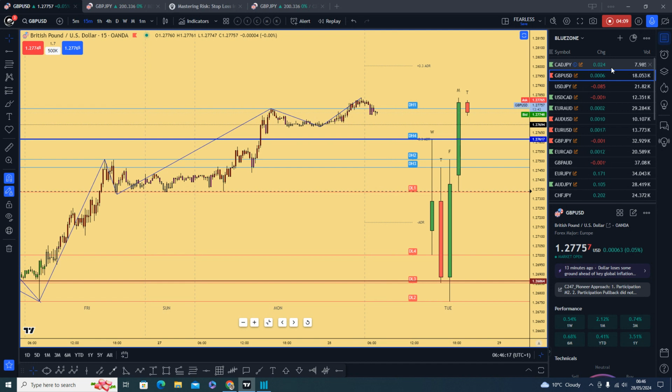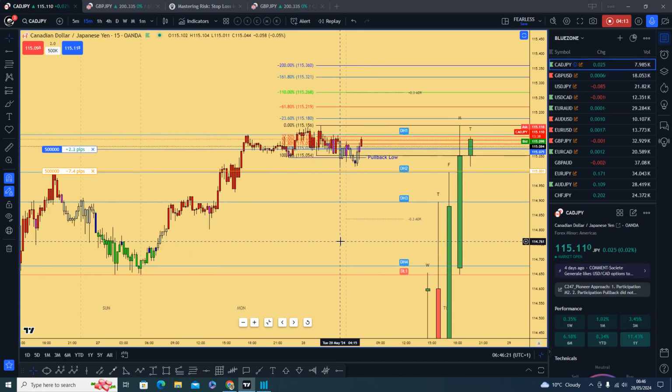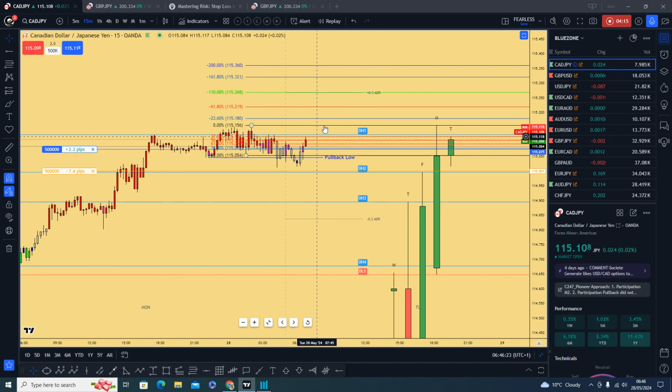Last but not the least is the CAD yen, which I'm not going to close because this is a new position. This is a short-term move. The stop is very small. Our expectation is for price to get to the 200% or the extension 1 before we can look for a sell. This first move did not settle. That is why we're buying this as a reversal.